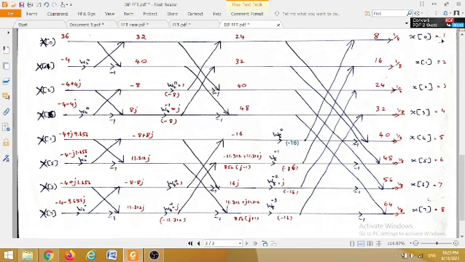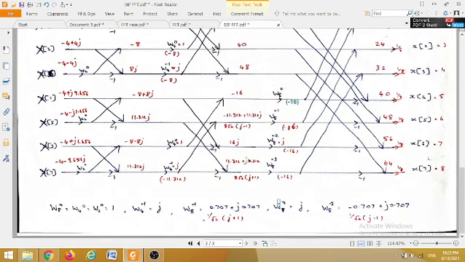So we have x of n as 1, 2, 3, 4, 5, 6, 7, 8. Okay. So we got the output.